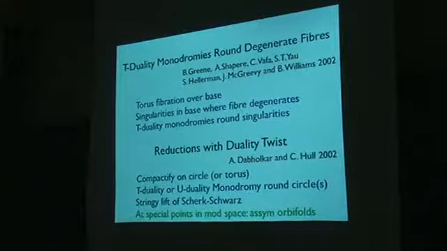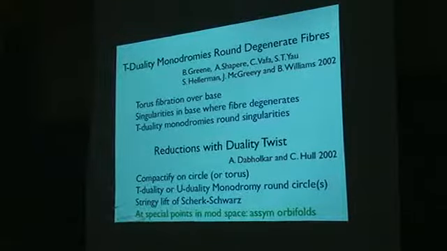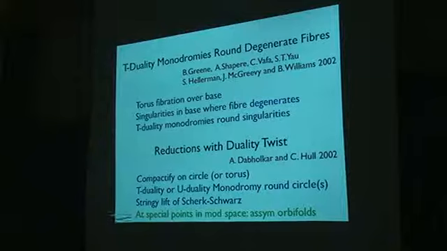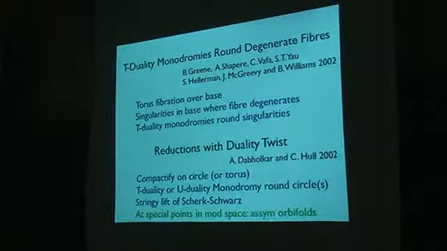Another kind of example, the ones I've looked at with Atish Dabholkar, is essentially a stringy lift of Scherk-Schwarz compactification, where one compactifies a string theory on a circle or a torus, and allows T-duality monodromies as one goes around those circles. And these are the cases where, at special points in the moduli space, these reduce to asymmetric orbifolds.